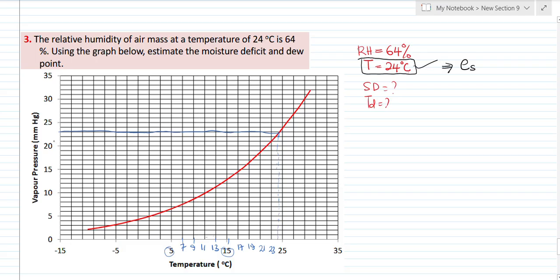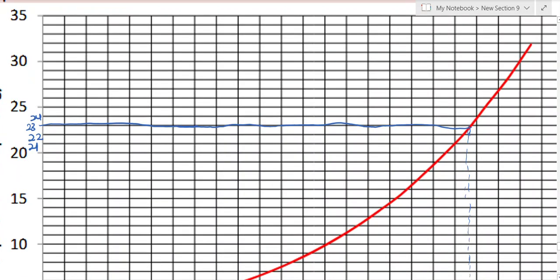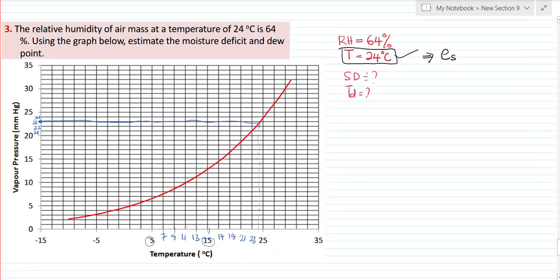So this is 21, this is 22, this is 23, and this is 24. All right, let me zoom in. So this is where we got it. So the saturated vapor pressure there is 23, right? So 23.